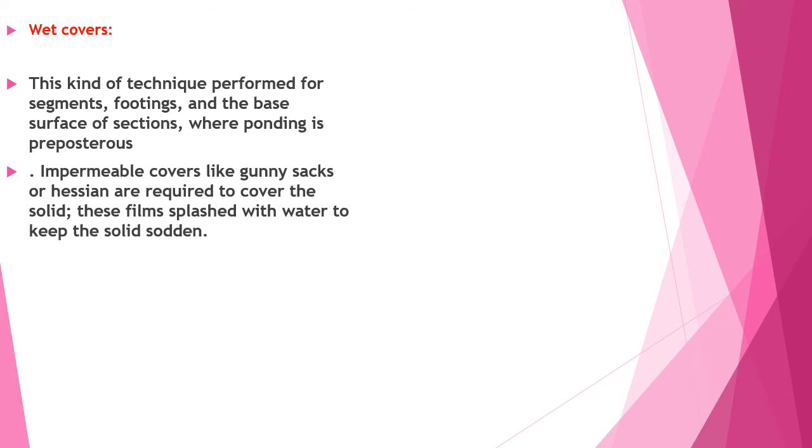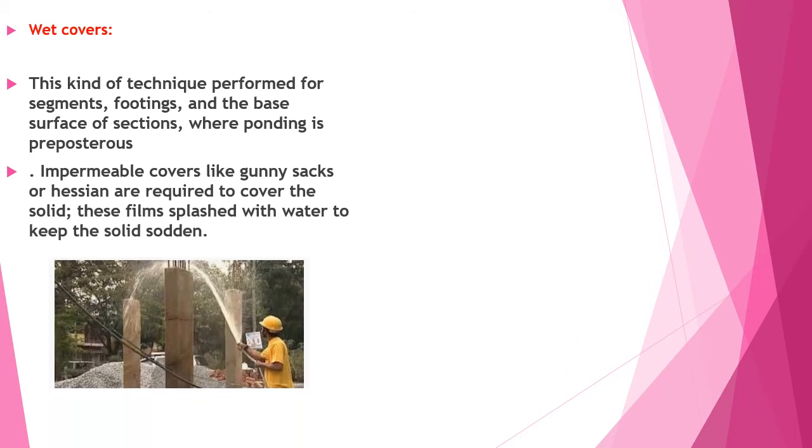Wet covers. This kind of technique is performed for segments, footings, and the base surface of a section where ponding is impossible. Impermeable covers like gunny sacks or hessian are required to cover the concrete. These covers are splashed with water to keep the concrete soaked. See, this is the way the hessian cloth covers the concrete and we do the curing at the site.